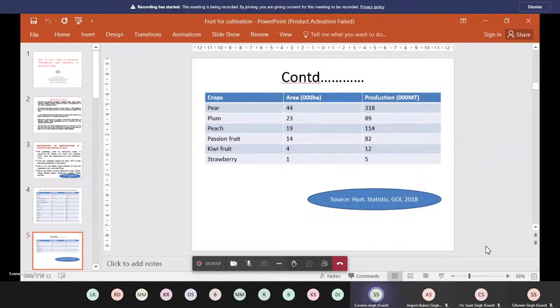In the case of kiwi fruit in India, earlier Himachal Pradesh was the largest producer of kiwi fruit in India, but at present status, Himachal Pradesh is the leading producer of kiwi fruit in India.